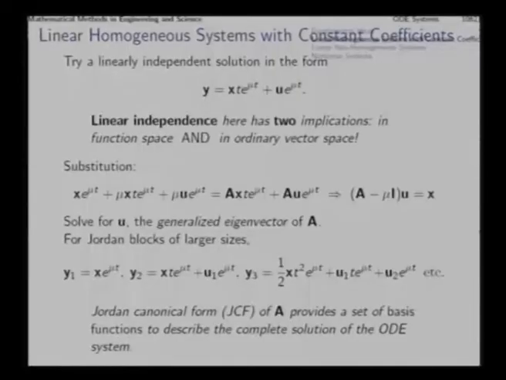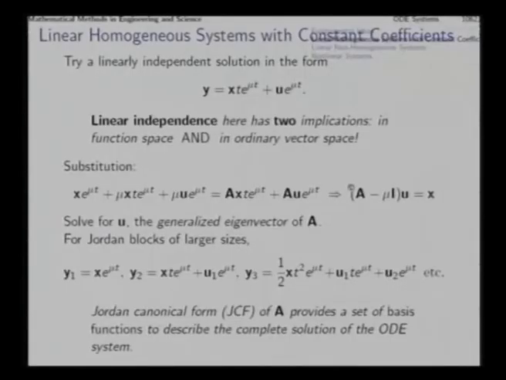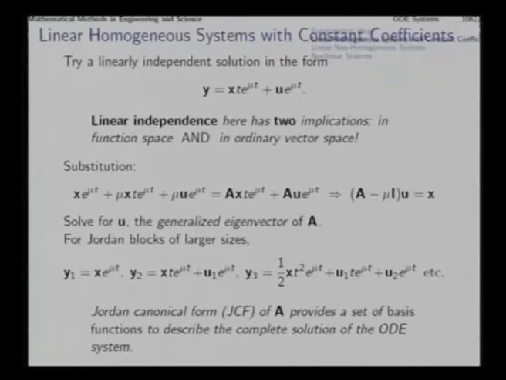Now, if the multiplicity is larger, that is if the mismatch between the algebraic multiplicity and geometric multiplicity of the matrix A turns out to be more, then similarly the way we found u here, we can find u 1 and then next u 2 and next u 3, as many of them as are required. That means, as many generalized eigenvectors as appear in the case, that many we can determine and then complete the basis. And therefore, we find that the Jordan canonical form of A will provide a complete set of basis functions to describe the complete solution of the ODE system.